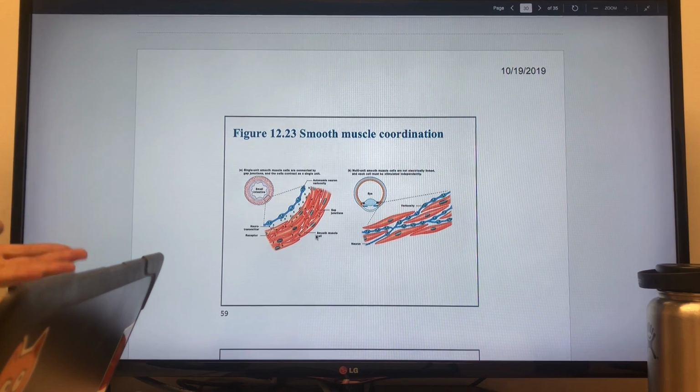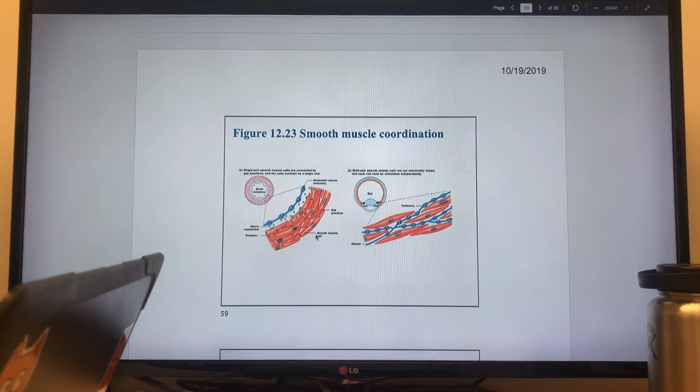So this is another example of how smooth muscle coordination is different. Smooth muscle cells work together as a unit. They communicate through gap junctions, at least in your small intestine.